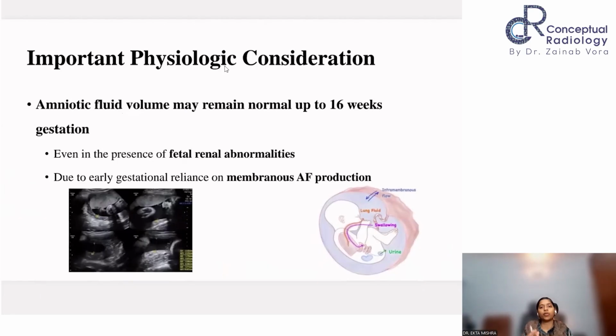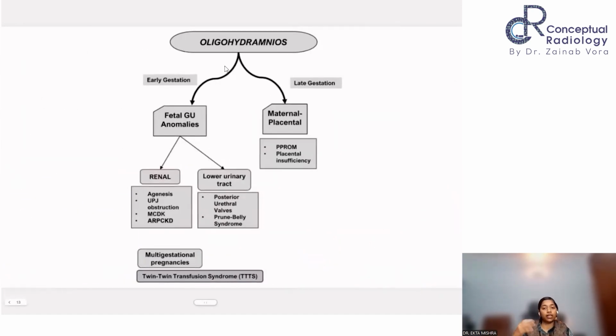Remember, amniotic fluid, irrespective of a kidney abnormality, even in cases of unilateral renal agenesis or renal agenesis, up to 16 weeks the amniotic fluid may be normal. Why will the fluid be normal? Because of the membranous transfer and the AF production. The amniotic fluid will be normal up to 16 weeks. After that, the changes will set in.